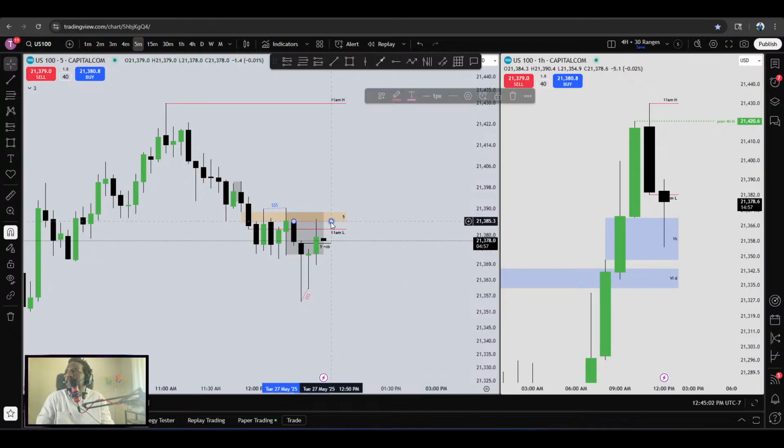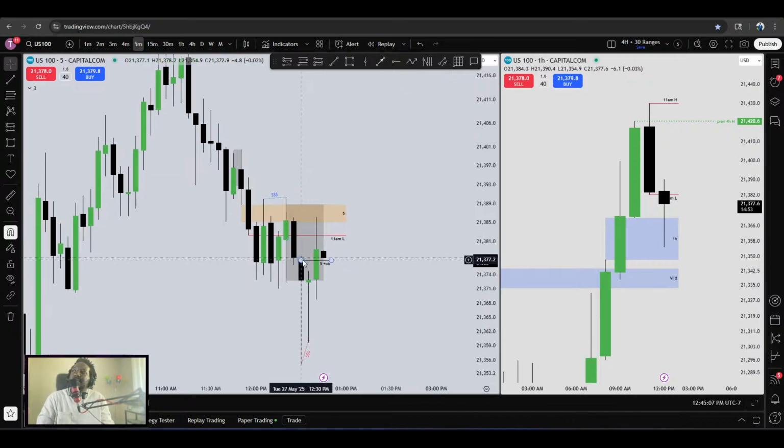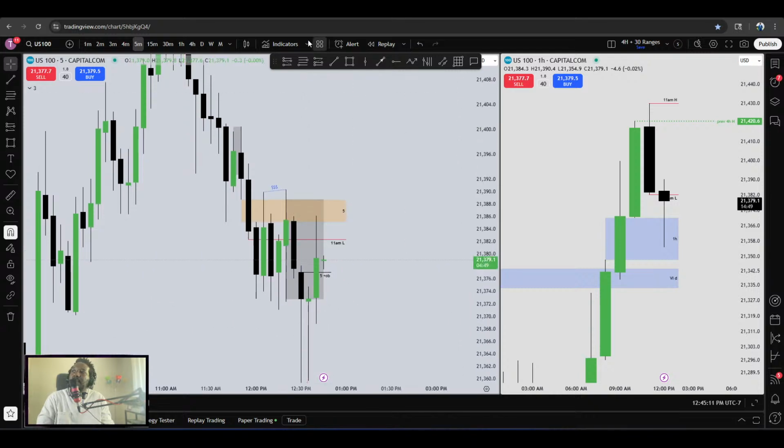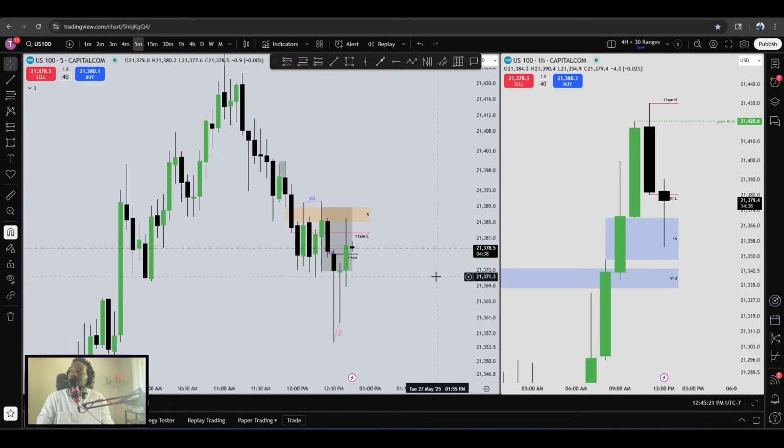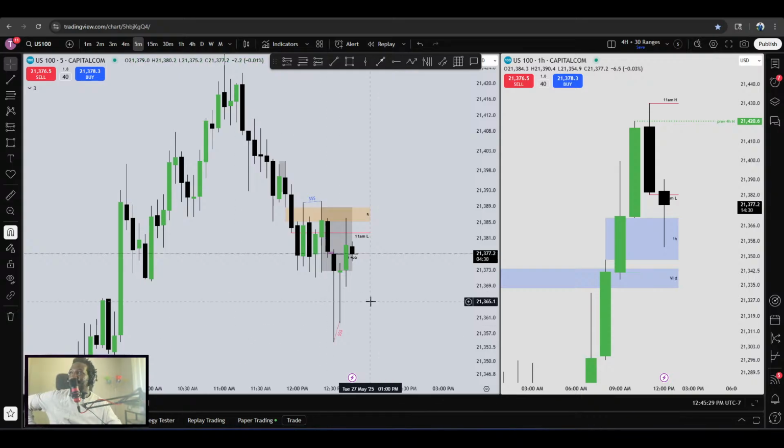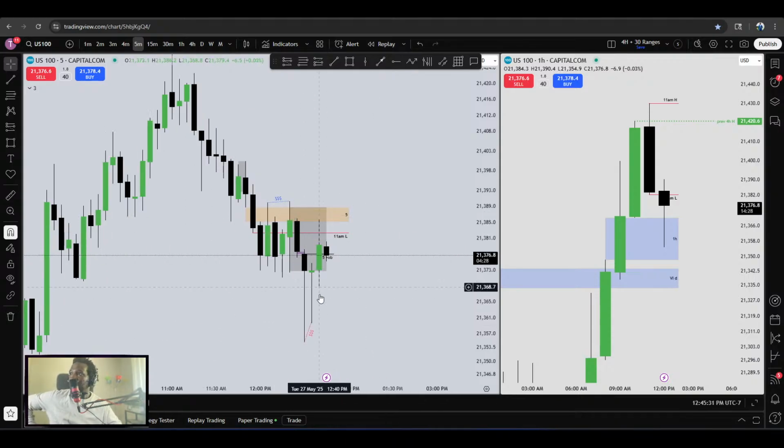So that's okay. We've closed above, at least the 5-minute candle has closed, and I could say that we've also inverted that volume imbalance there. We've closed above, so that's good. So 5 more minutes to 12:50, man. Oh yeah, still no change in the state of delivery.